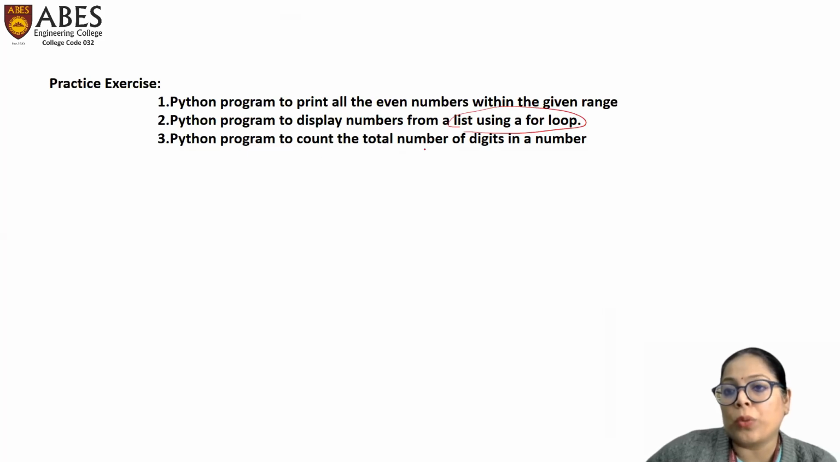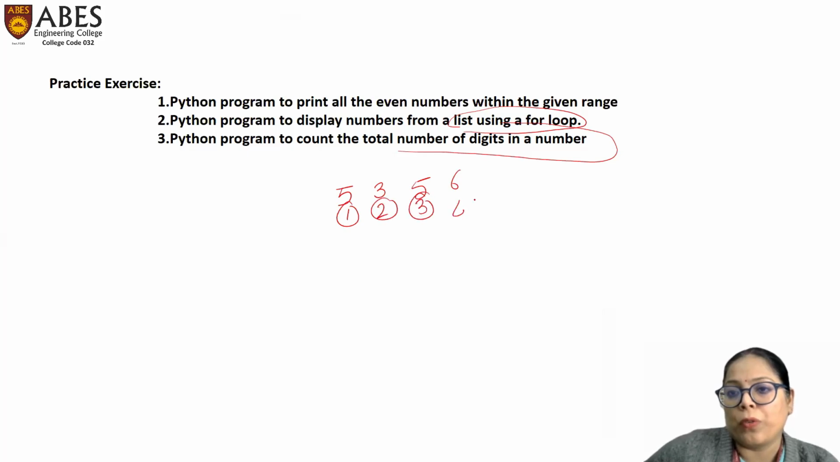Python program to count the total number of digits in a number. So here you have to count the total number of digits in a number. For example, if we have 5, 3, 5, 6, how many digits do we have? 2, 3, 4. Okay, so you have to count the digits and write a program for that.